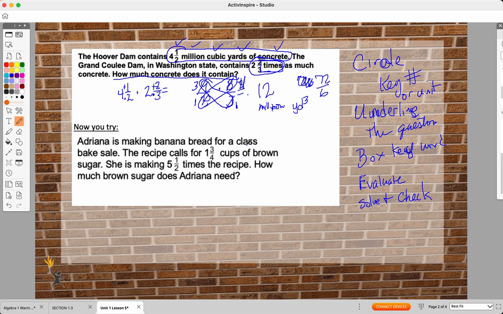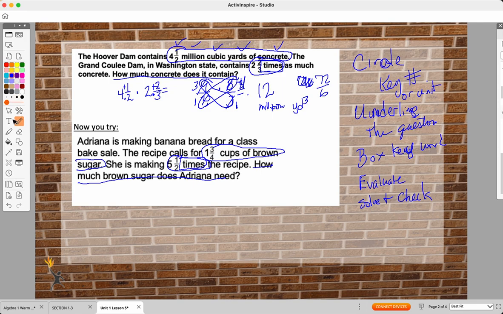All right, so we're going to follow our same process. We're going to circle our key things, brown, and then sugar's on the next line, so I'm just going to extend the circle, and then 5 1/2 times the recipe. So we've got this. How much brown sugar does she need? And then we have times again, similar to the same problem up here.